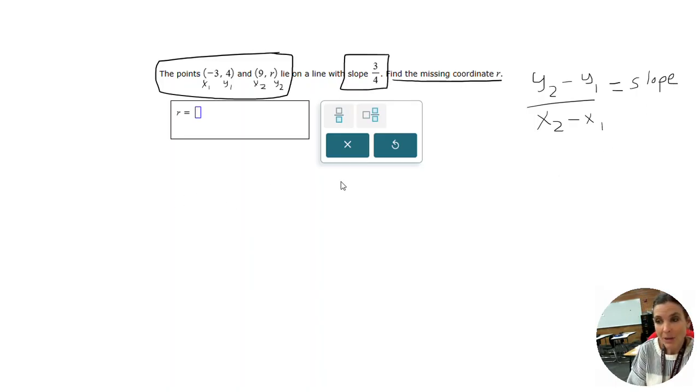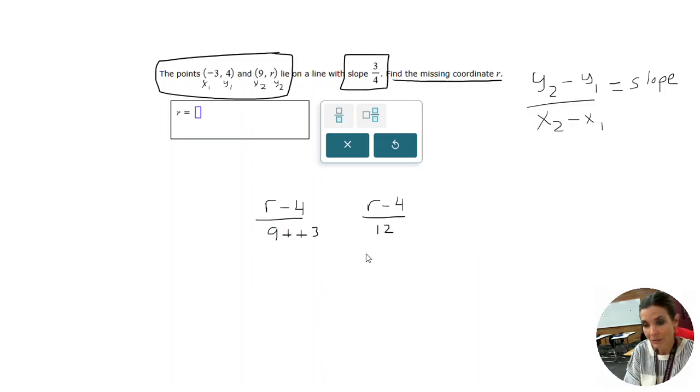Okay, so the way that this works is we're going to do r of our second point minus r of our first over x of our second point minus x of our first. Okay, so when I simplify the bottom of this fraction, I get r minus 4 over 12. Okay, now this is slope, and we know that the slope is 3 over 4.